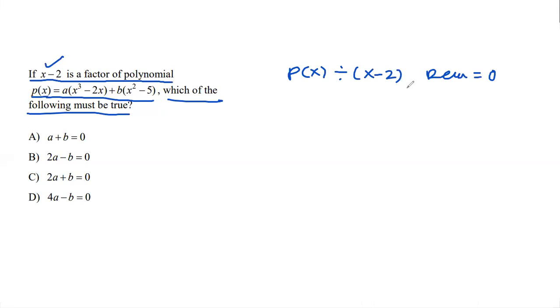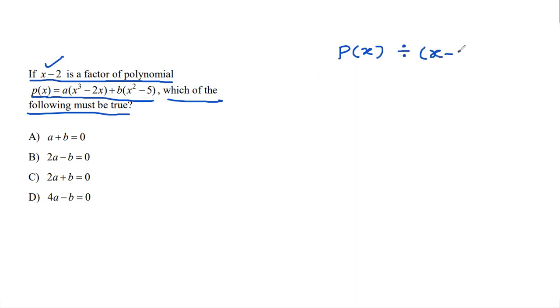Now let's find out, if you divide the polynomial p(x) by x minus 2, what is the remainder? Let's find out. Step 1, take the divisor x minus 2, equate it to 0 and solve for x. So you add 2 to both sides and you'll get x equals 2.